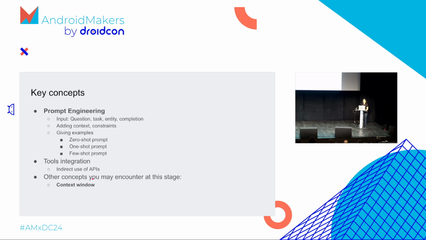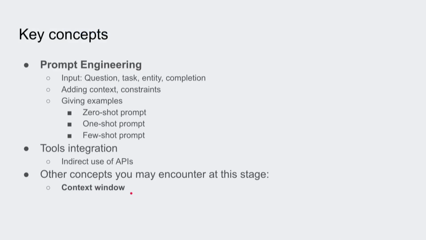And another concept that you may encounter at this stage is the context window. The context window is how much history the AI remembers. Because maybe here you are having long conversations with AI, so at some point, maybe it starts forgetting things you said at the beginning. So we talk about context window, and we're going to be talking a little bit further on this talk.